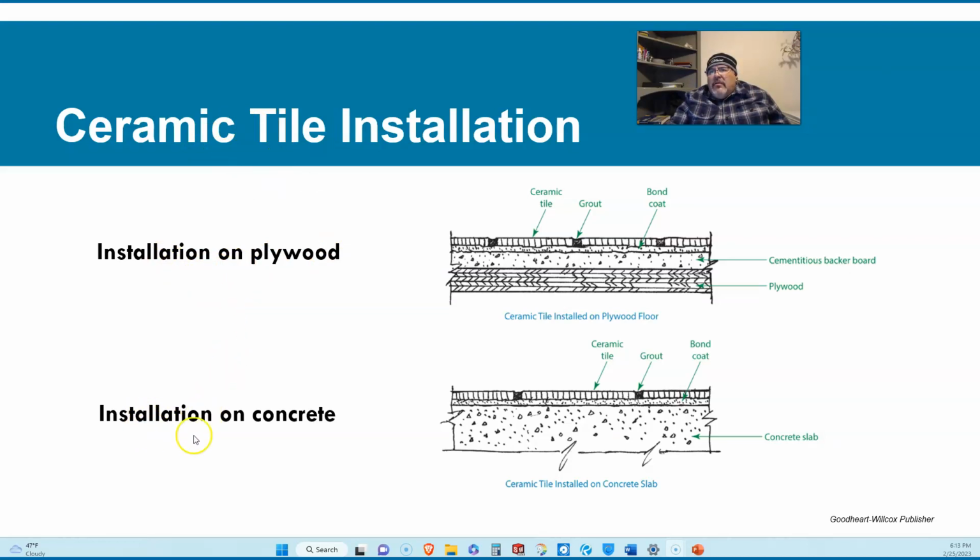Here's what ceramic tile installed on concrete would look like. Again, a section. This particular area represents a concrete slab, right? This particular pattern represents plywood.